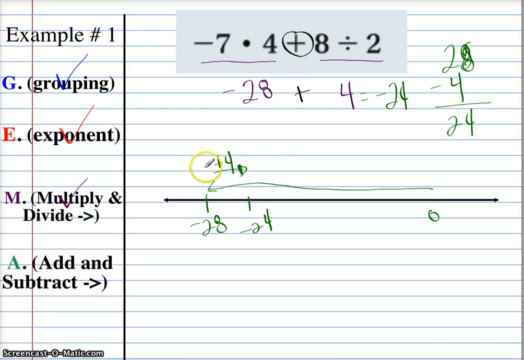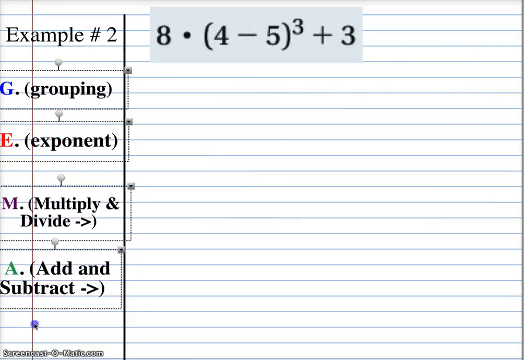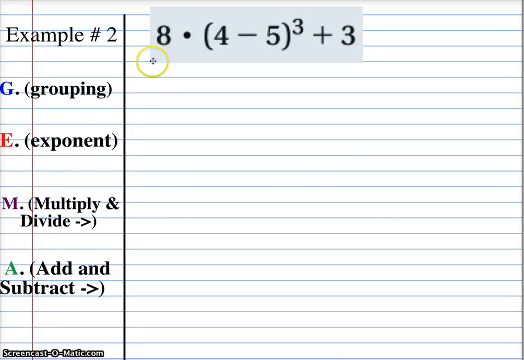Multiply first, and then add and subtract. Yes, it does work with exponents. We just need to be mindful of our signs. So we've got another problem, slightly different, to give you a little bit different experiences with these things. We're going to go through the same process of GEMMA: grouping, exponent, multiply and divide, add and subtract.